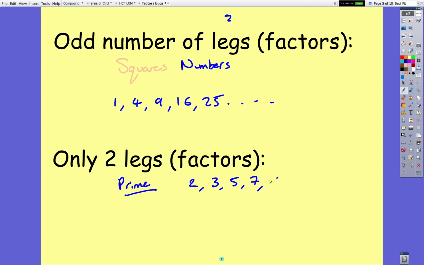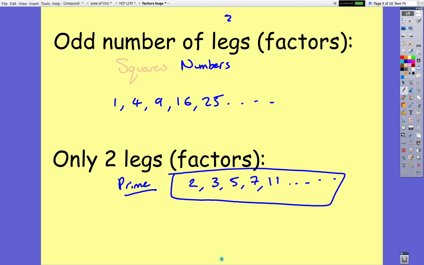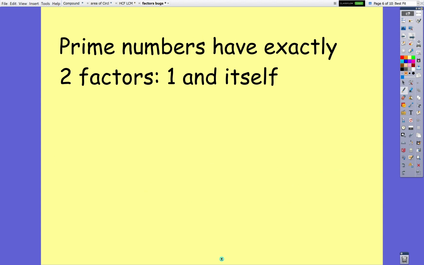My next one after that would actually be 11, and so on and so forth. Make sure that you put a little note of where those prime numbers are because that's going to help me out in a minute. Just as we said, prime numbers have exactly 2 factors, 1 and itself.